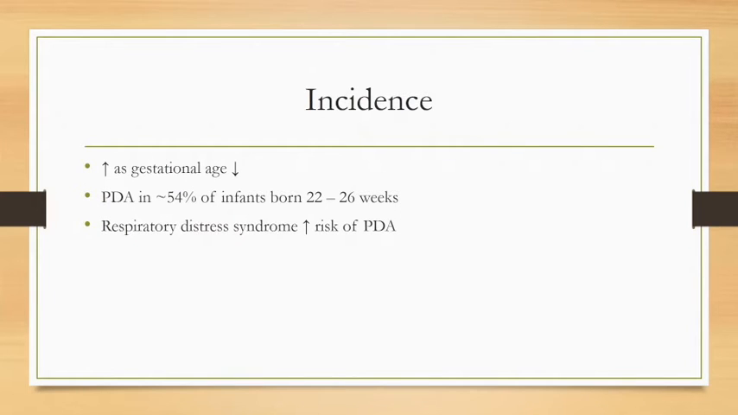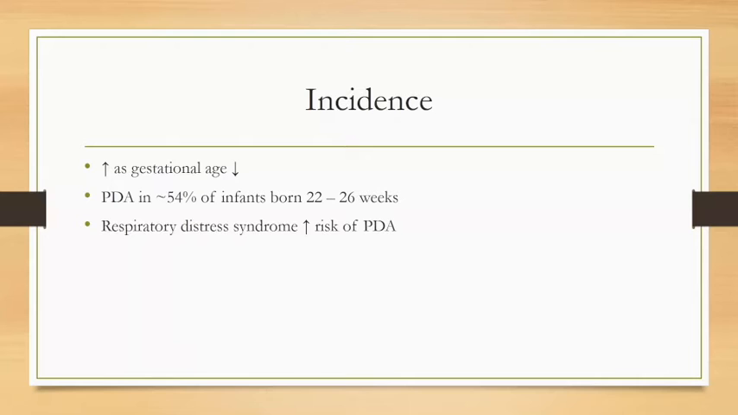The incidence of PDA increases as gestational age decreases, so it is more seen in preterm babies. It is actually seen in about 54% of infants born between 22 and 26 weeks. So preterm birth is the biggest risk factor, and respiratory distress syndrome increases the risk of PDA as well.